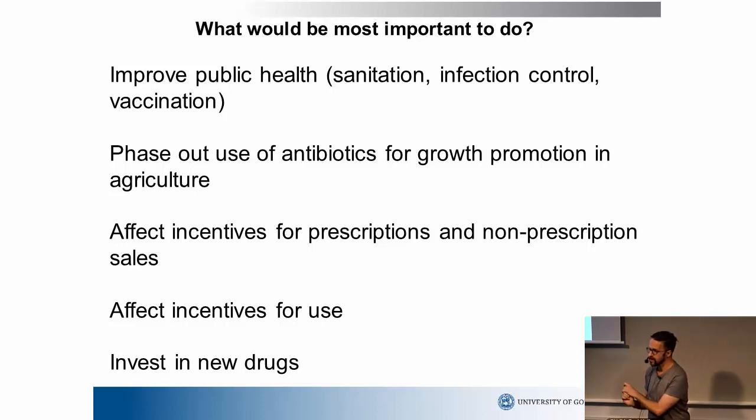Stop using antibiotics in animal husbandry for growth purposes. Okay? Try to affect the incentives for prescription of antibiotics in healthcare. Affect the incentives for use and affect the incentives for development of new drugs. Okay. So 5 very broad areas where people would say we need to do a lot of things. Then there are more areas for sure, but I would say a lot of people would say these areas.